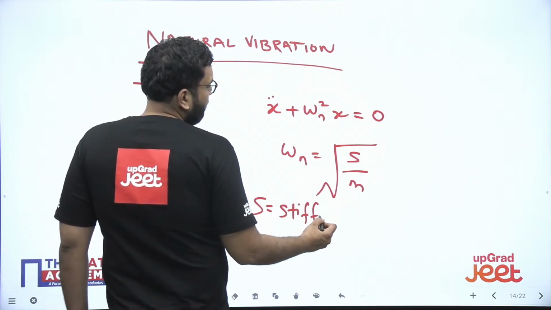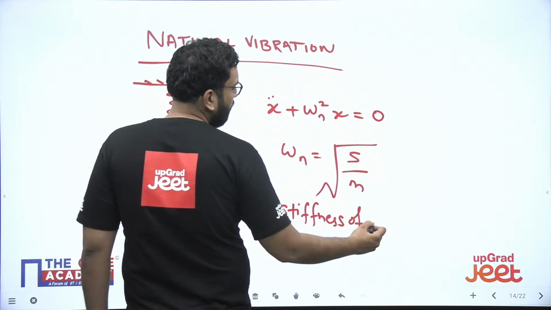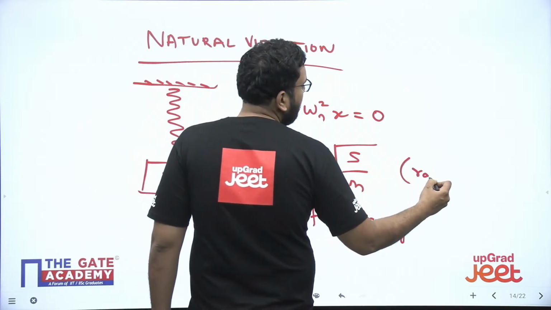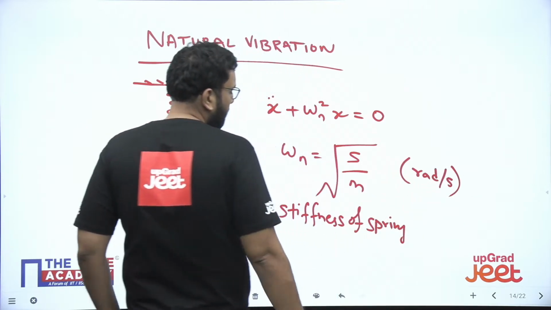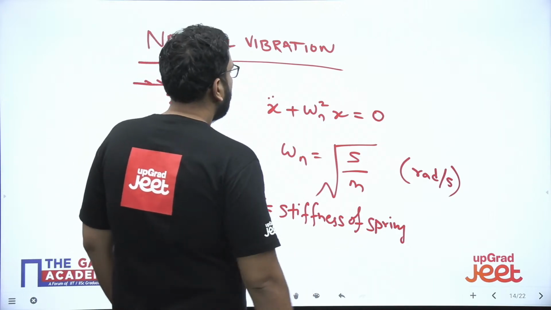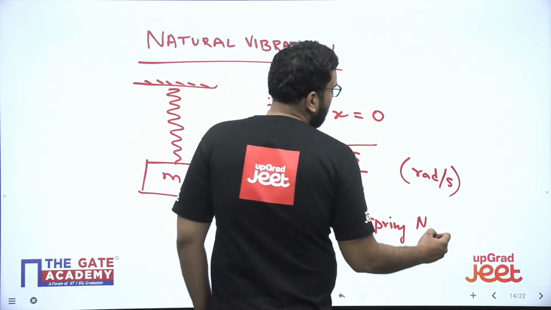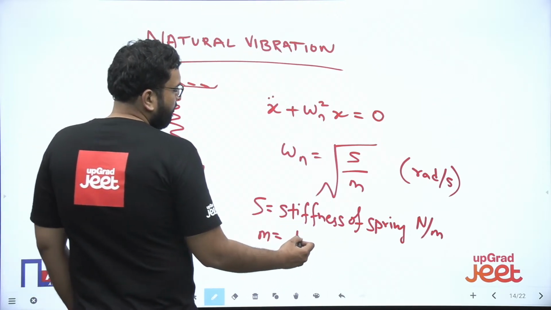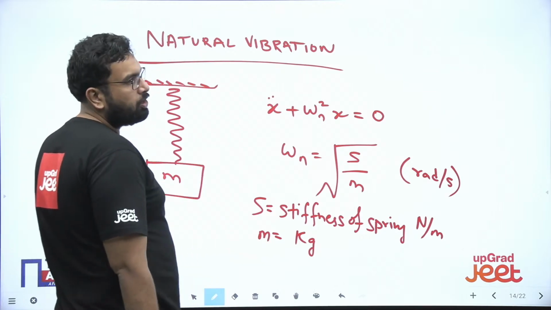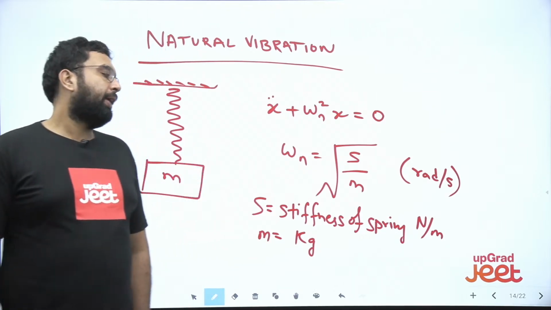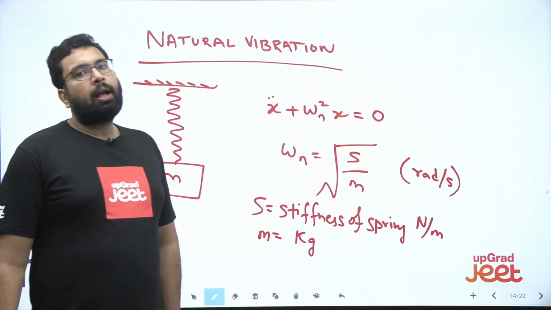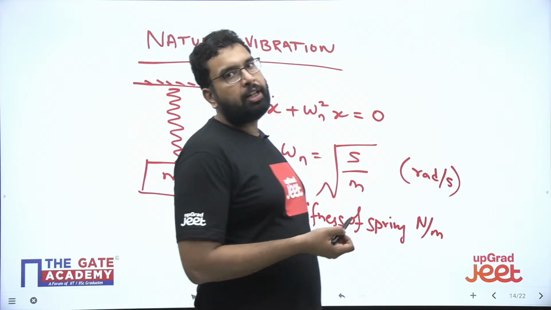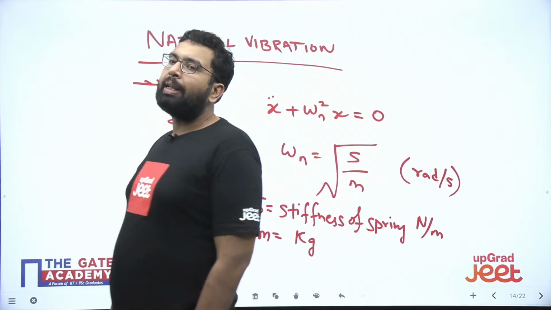stiffness of a spring. Always remember, if you want this omega n in radian per second, अगर आपको omega n radian per second में चाहिए, then S is the stiffness of the spring and you have to put it in Newton per meter. आपको किस में रखना पड़ेगा? Newton per meter में रखना पड़ेगा. And this mass you have to put in kg. आपको इसको kg में रखना पड़ेगा. Is it fine, beta? Please answer me. If I give you the stiffness and the mass, you can definitely find the value of omega n.